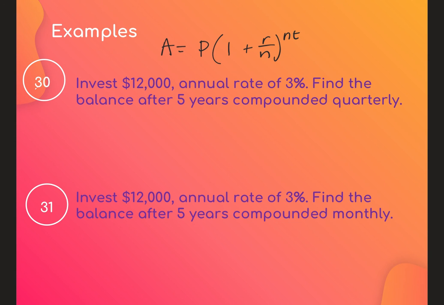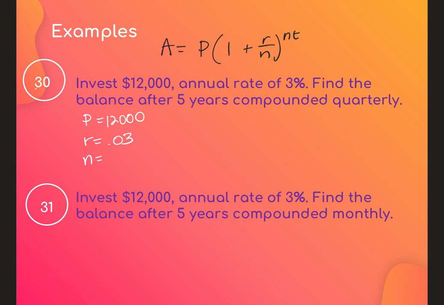The A is what I'm going to get out of this answer, okay? The P is how much we put in there. How much did we put in? $12,000. The R is the rate in decimal. So my rate is currently in percent, right? 3% would be what in decimal form? 0.03. Good.